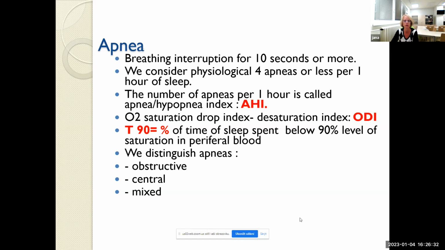And of course, it is also very important to look at the drop, which is in the ODI index. The patient can have a saturation above 90, like 98, dropping to 90. So you will have T90 of 0%, but when the desaturation is more than 4% from the average level, then the pathology is obvious. We distinguish three types of apneas: obstructive, central, and mixed.